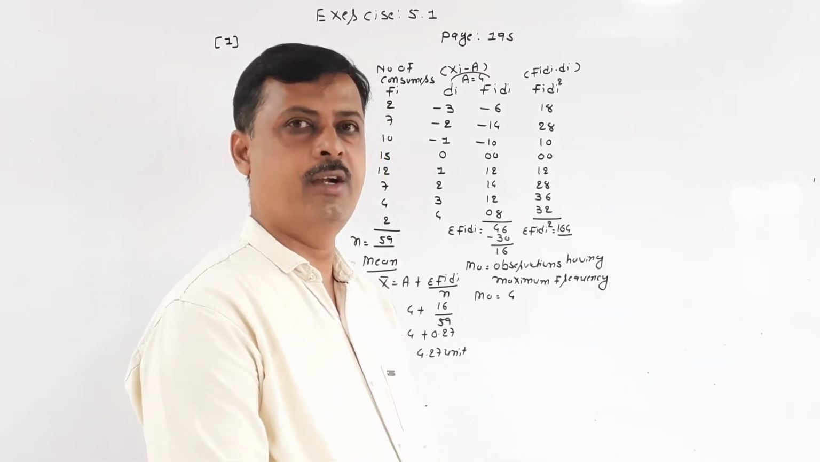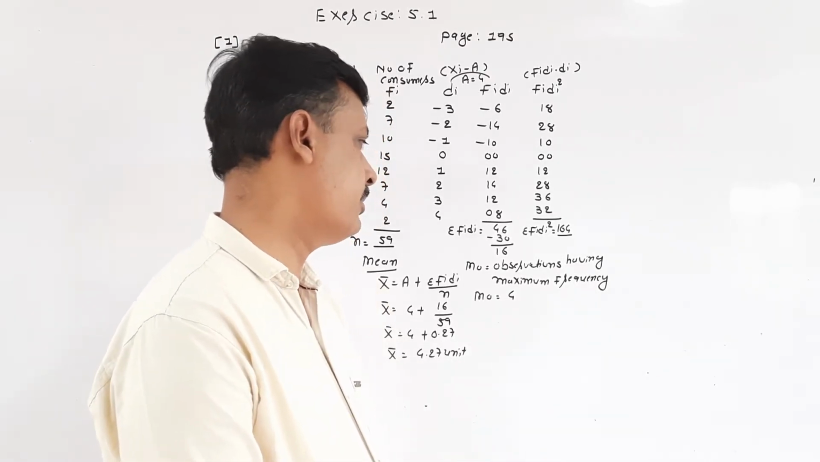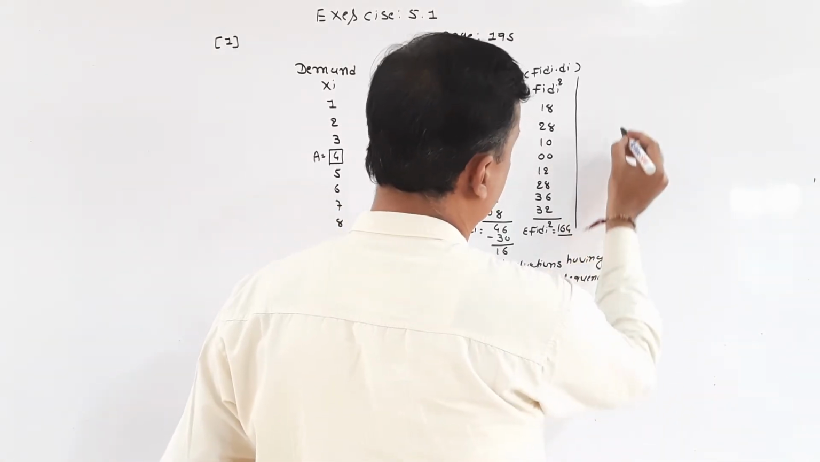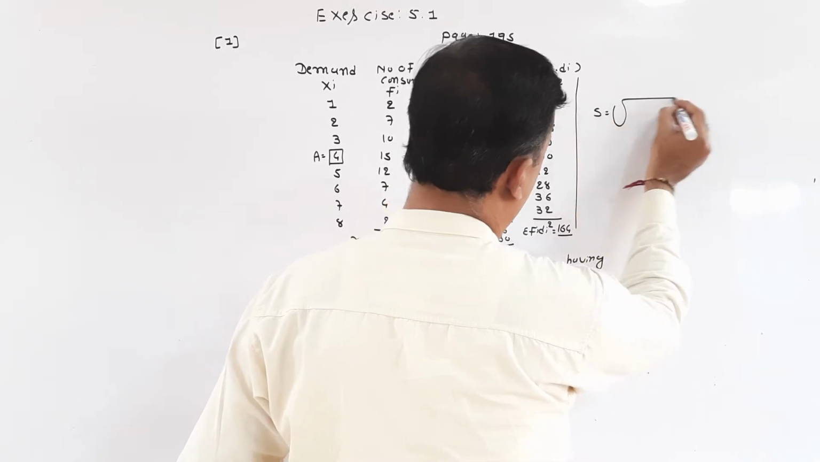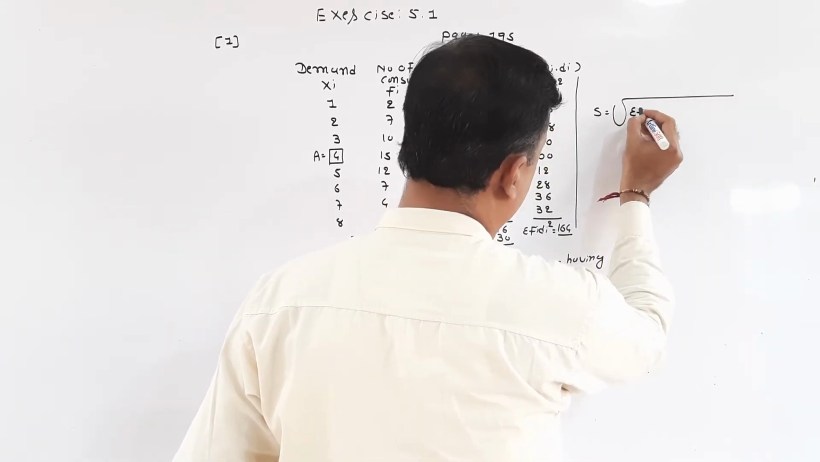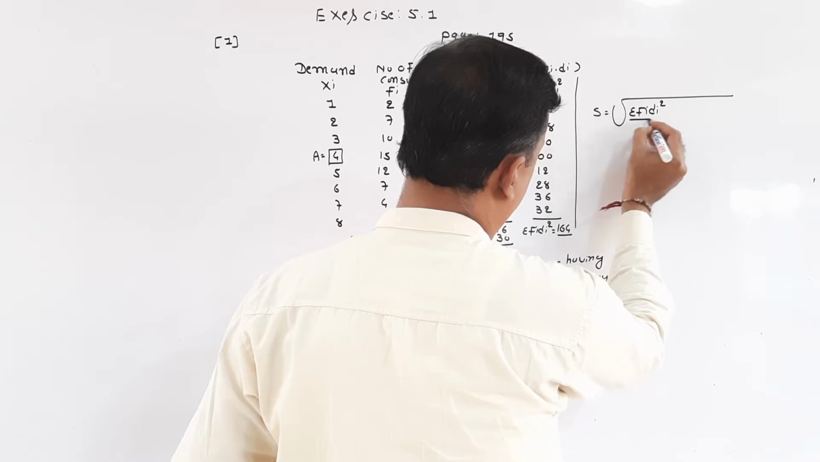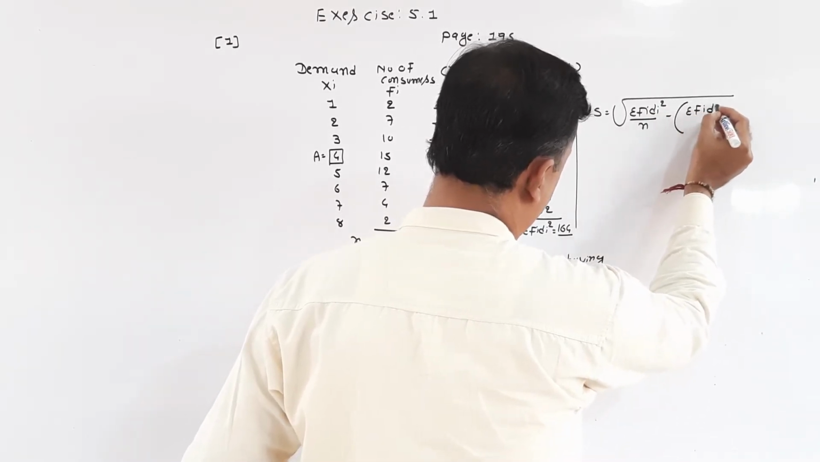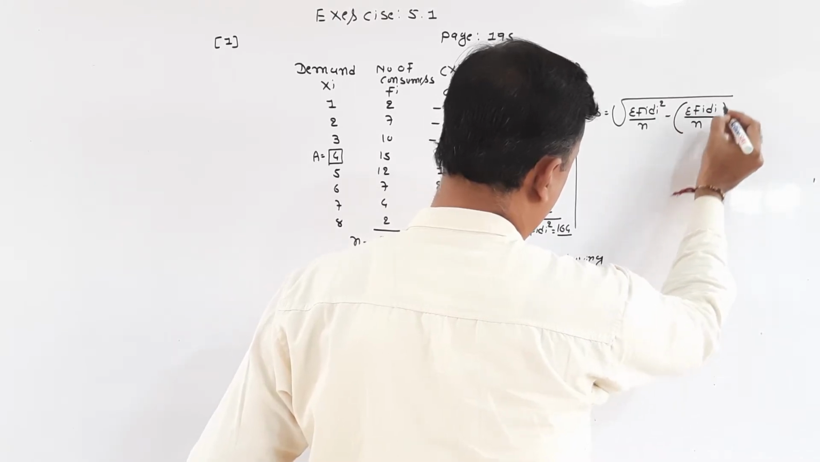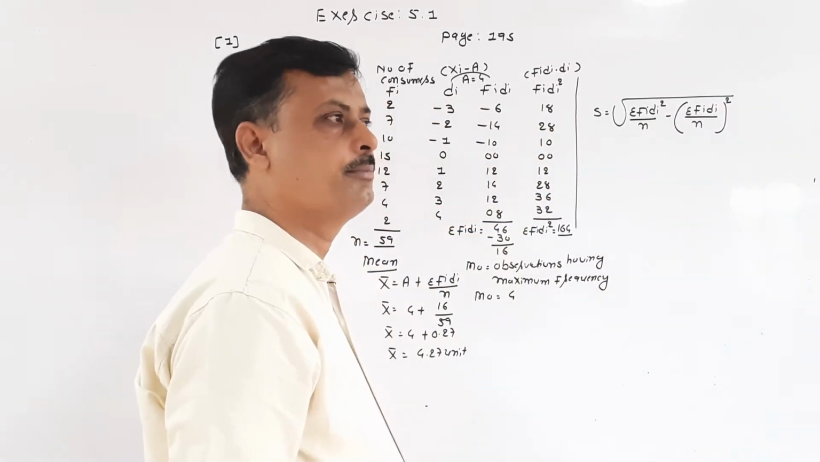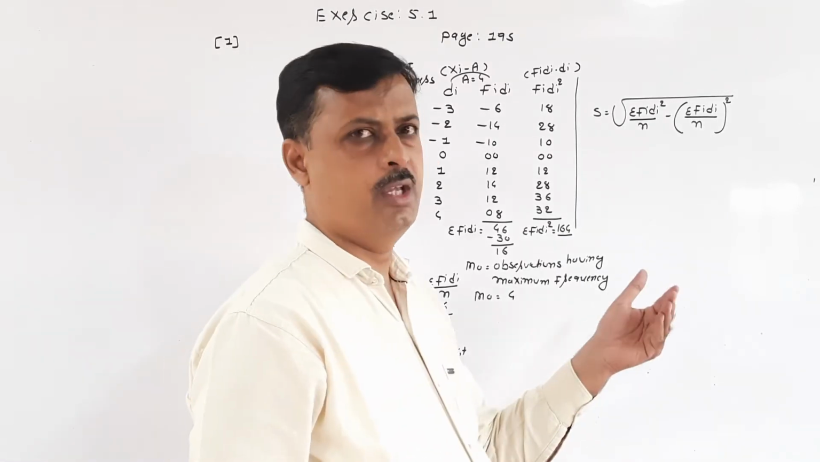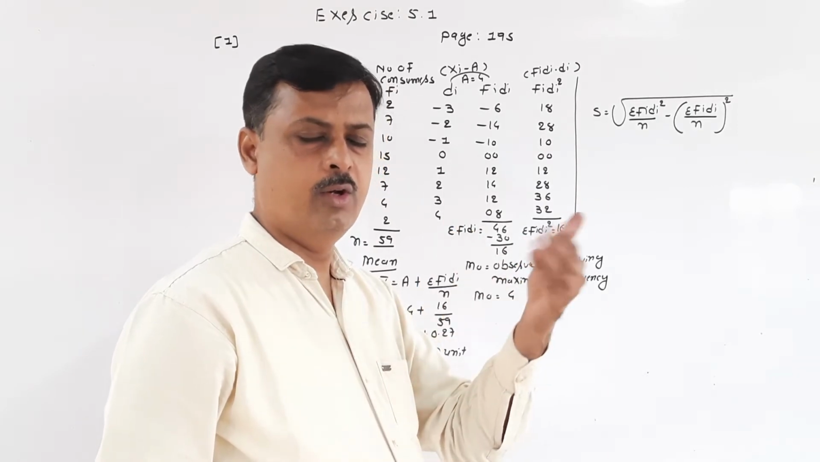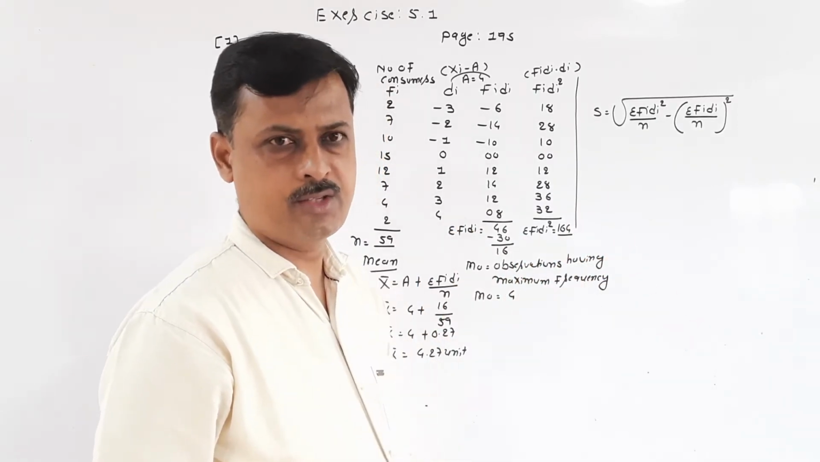Now we find standard deviation, that is S. So S is equal to under root sigma fi di square upon N minus sigma fi di upon N whole square into C. You can include C, but here C is 1 and whether you multiply or divide by 1, the answer stays the same.